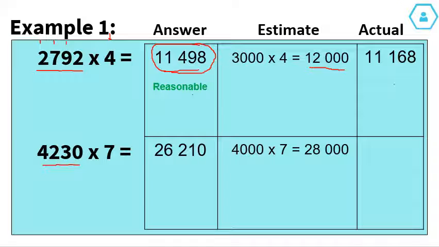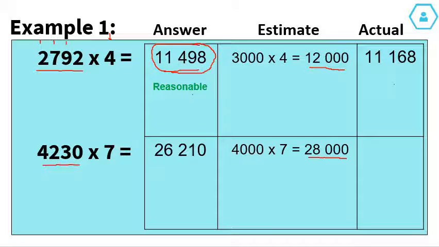I could round it to the nearest 100. That would be more of an accurate estimate. If you can easily calculate 4,200 times 7 in your head, then that might be something you want to do. But really, for the purpose of this, you can just do it to the nearest 1,000. So here I've got 4,000 multiplied by 7. Now my answer is 28,000.